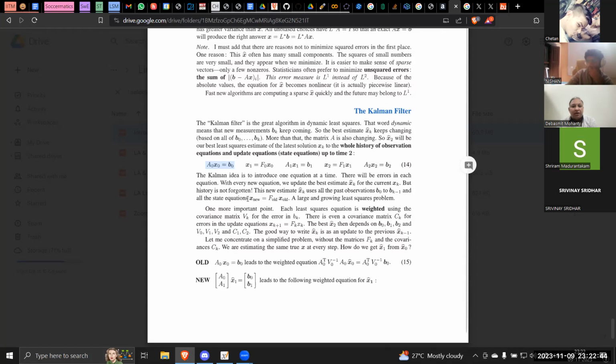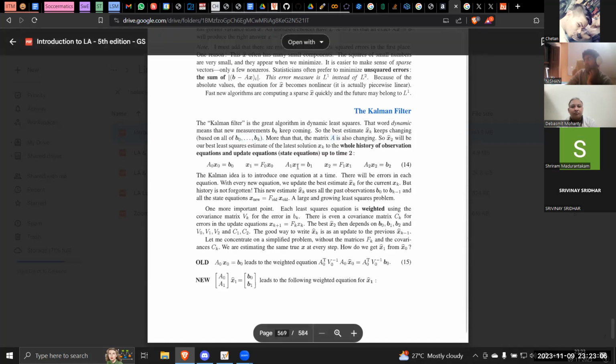So this is the initial. Then what is the data? Data is represented as B, right? B1, B2, B3, the new measurements bk. So B0 to bk will be our measurement. And A is the matrix which is changing with time. And our x hat will keep changing based on that.